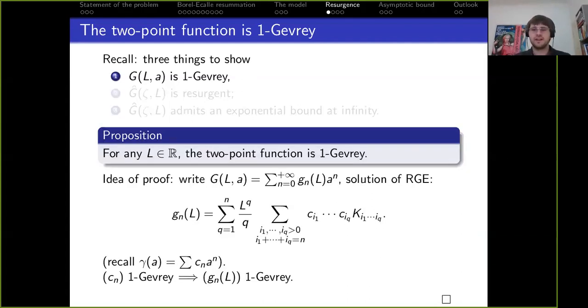The fact that it's 1-Gevrey is actually not very hard to prove. You write it as a formal series in A. Then the renormalization group equation gives you the solution. You can solve the renormalization group equations. The coefficients are actually polynomials in the external impulsions. You find the induction relation for those coefficients. And the numbers that you obtain are the coefficients of the gamma function. Then, since you know that gamma is 1-Gevrey, you can use your induction relations to prove that this is also 1-Gevrey. It's a bit painful, but it's philosophically not really difficult. There is nothing amazing there.